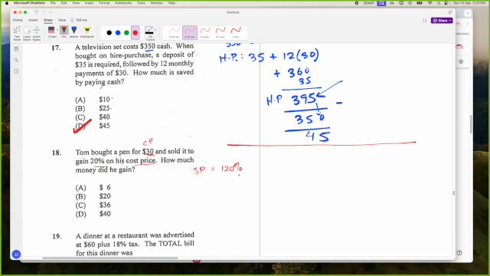We want the selling price. So if 100% is 30, then 1% could be 30 over 100, and then 120% will be 30 over 100 multiplied by 120. That's $36 is what he did it for.